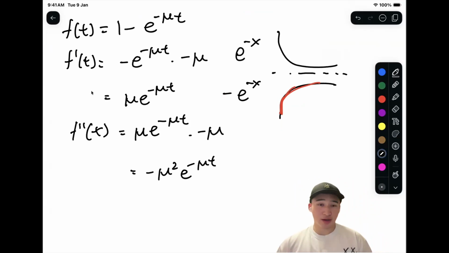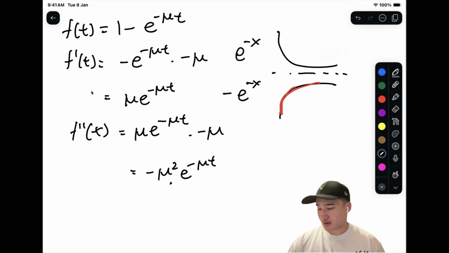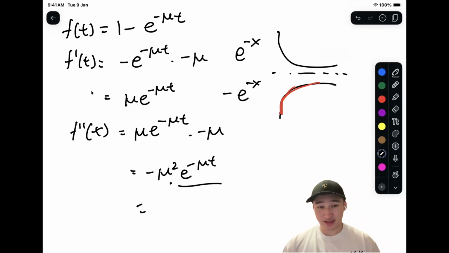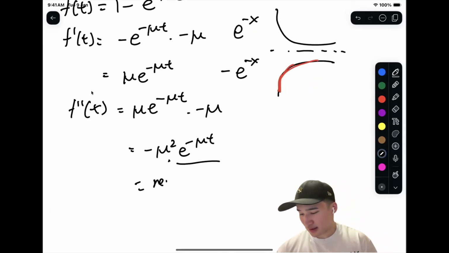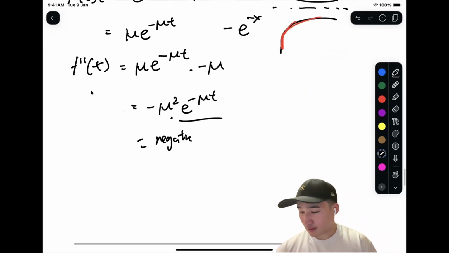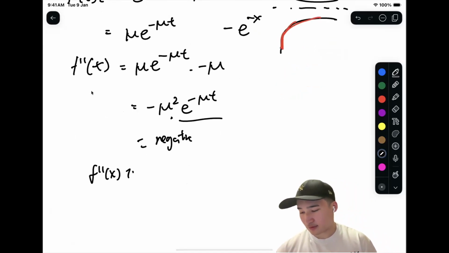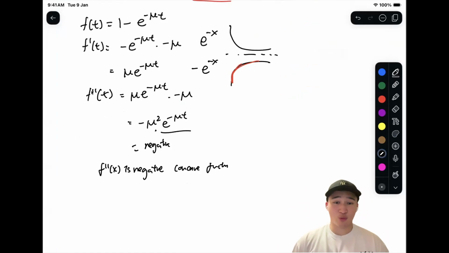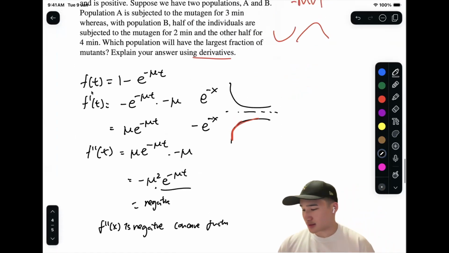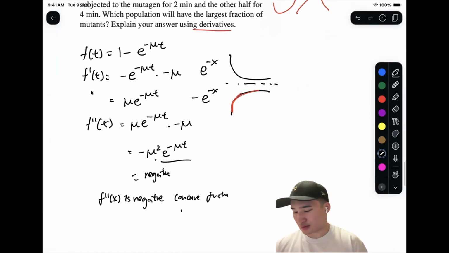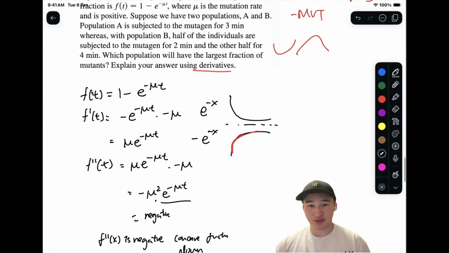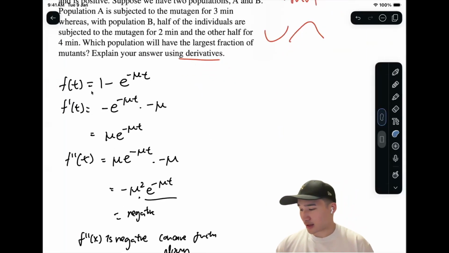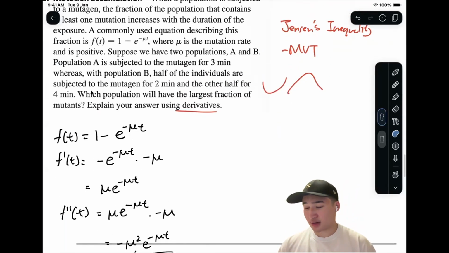Again, mu squared is positive and e to the negative mu t is positive, and so the entire thing is negative. So we know that f double prime is negative, and so we can prove that it is a concave function. It's going to be negative wherever we go, so it's a concave down function. And now that we know it's concave down, we can start with Jensen's inequality.